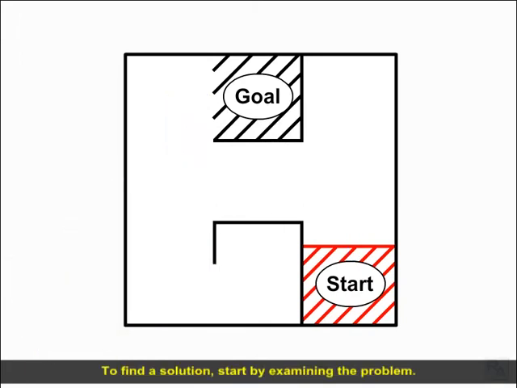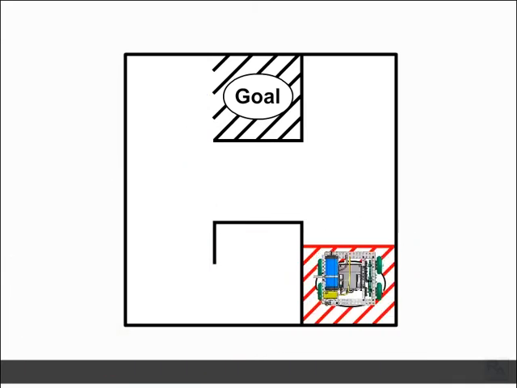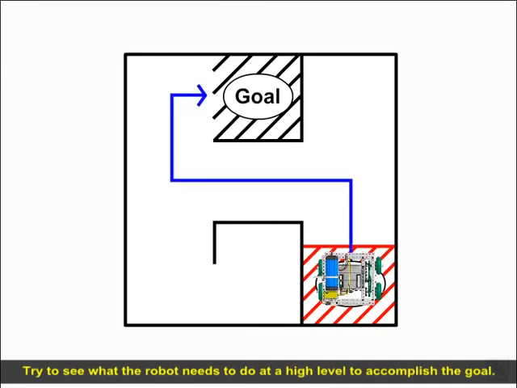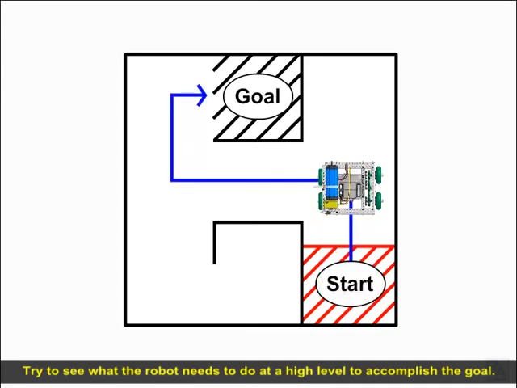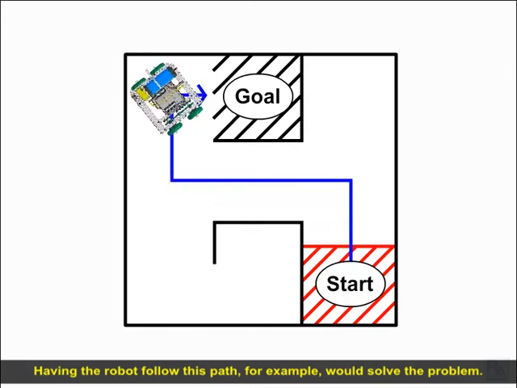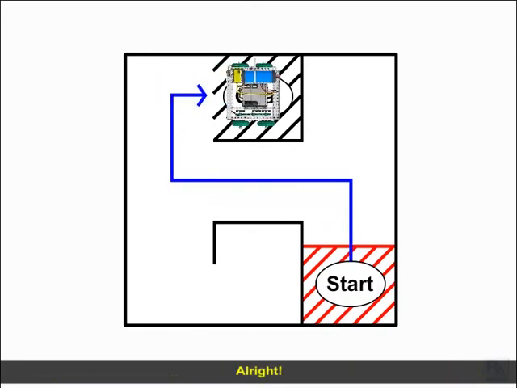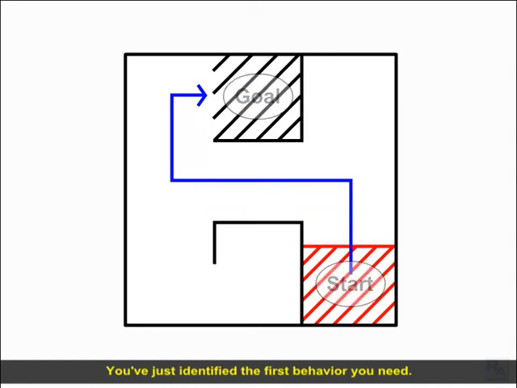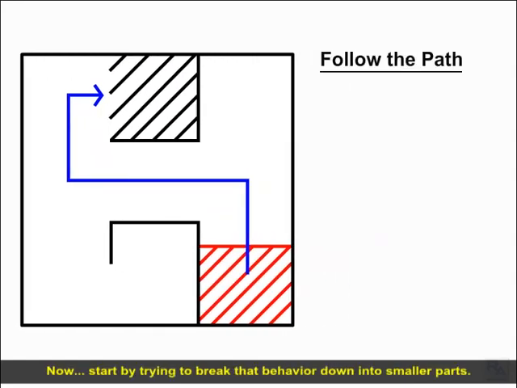To find a solution, start by examining the problem. Try to see what the robot needs to do at a high level to accomplish the goal. Having the robot follow this path, for example, would solve the problem. All right, you've just identified the first behavior you need. Write it down. Now, start by trying to break that behavior down into smaller parts.